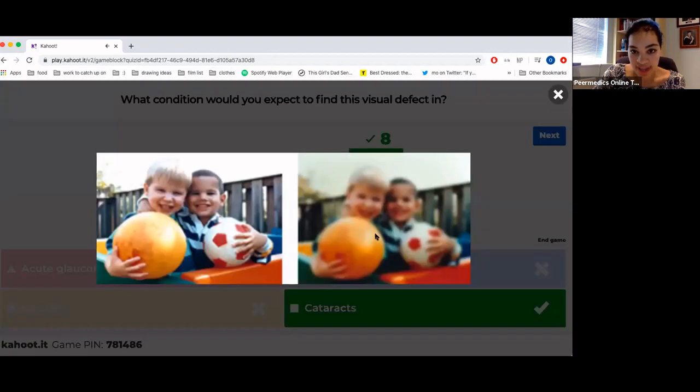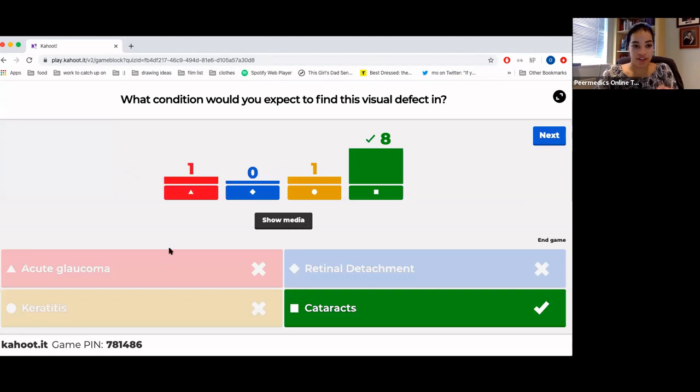If I show you the picture again, there's a generalized blurring of the entire field of vision. And that's what we find in cataracts. If we look at the other ones, glaucoma, I guess you would have blurred vision. You know what? Okay, fair enough, person who said glaucoma, fair enough. But the picture we used was of cataracts. Sorry, everyone. And then keratitis again.